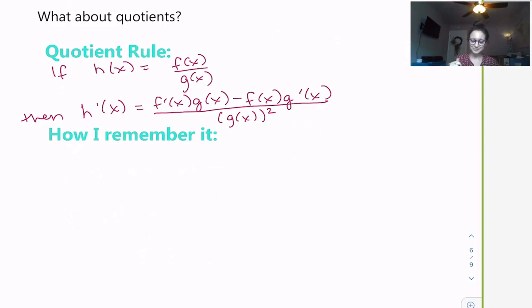Okay. So how do I remember this? Well, it's like product rule, except what?